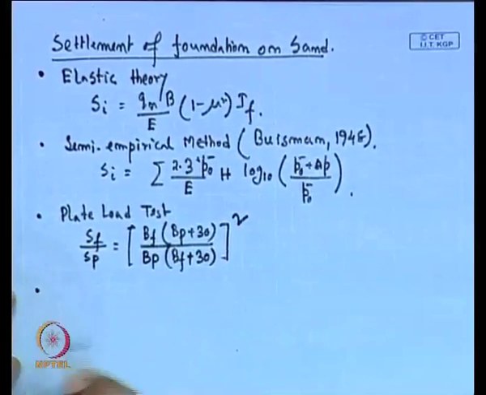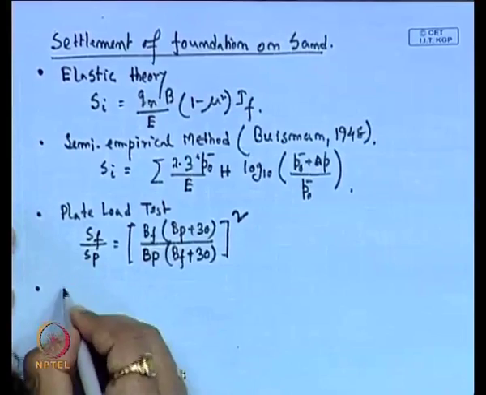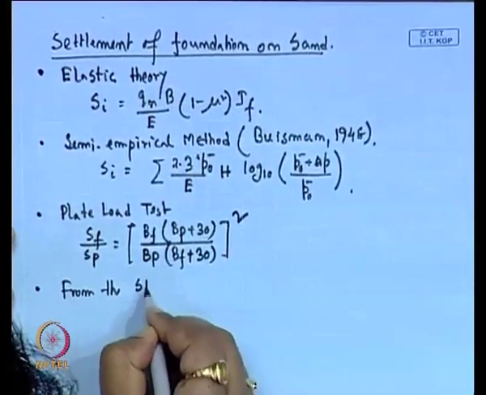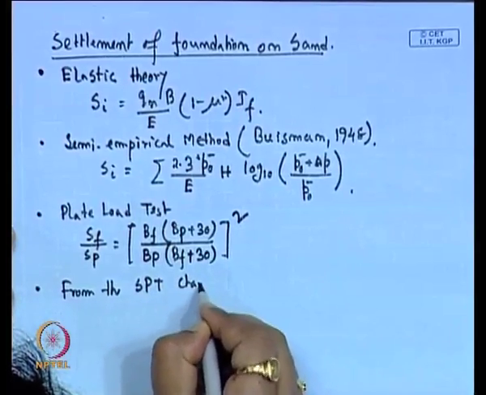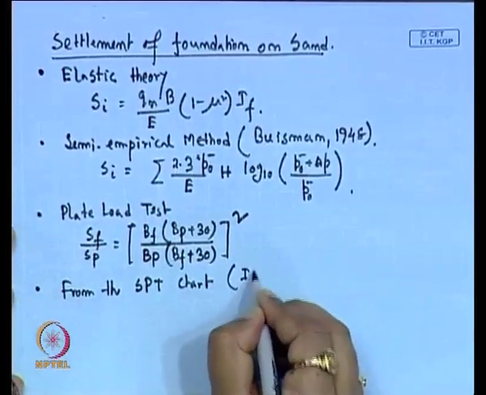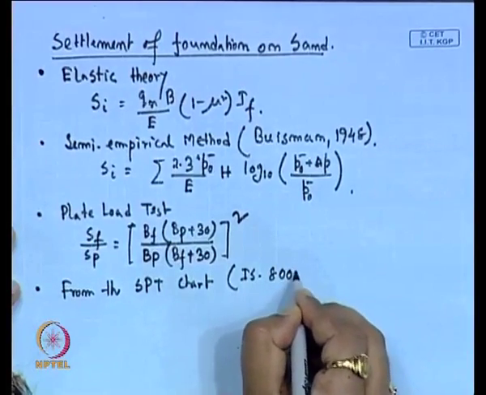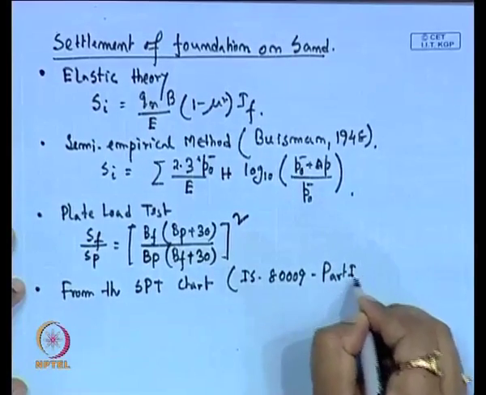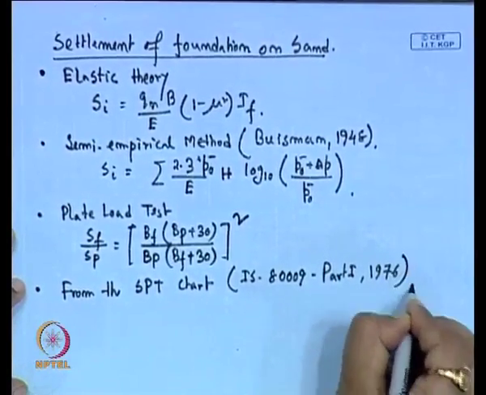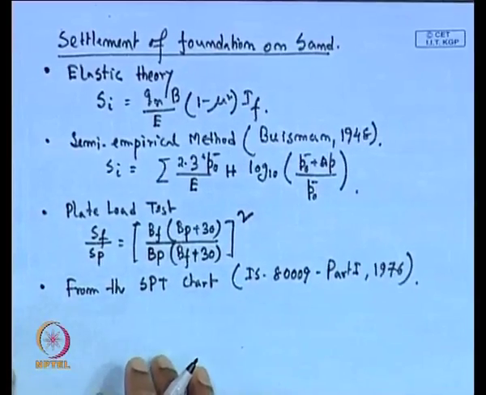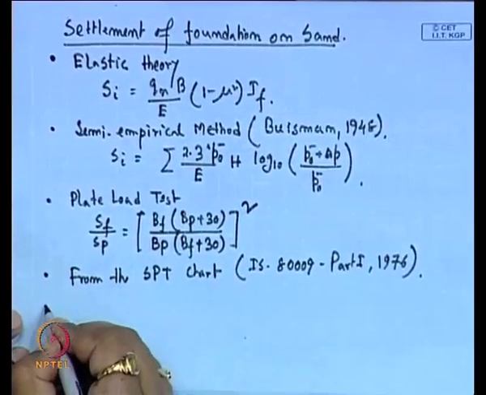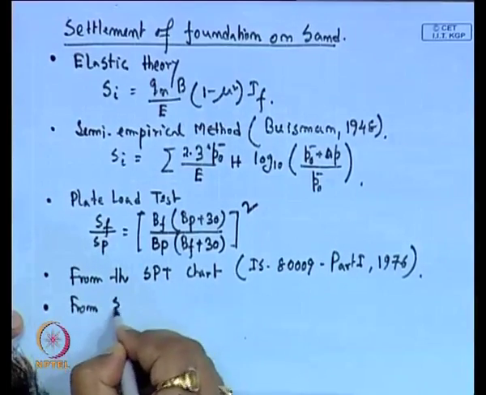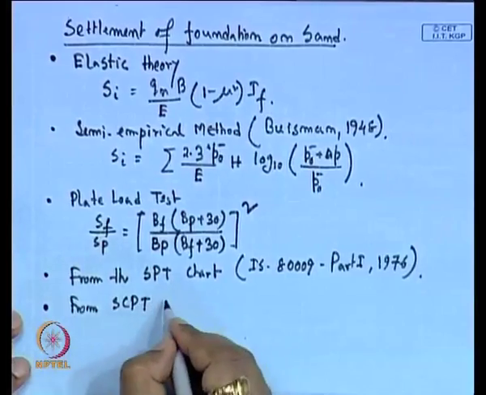The next method that we are using is from the SPT chart, which is presented in IS 8009 part 1, 1976. By using the SPT chart we can also determine the settlement, and then from the SCPT value.